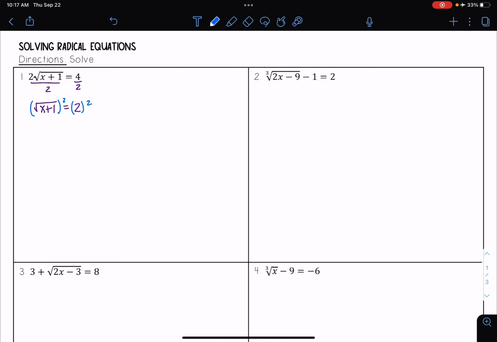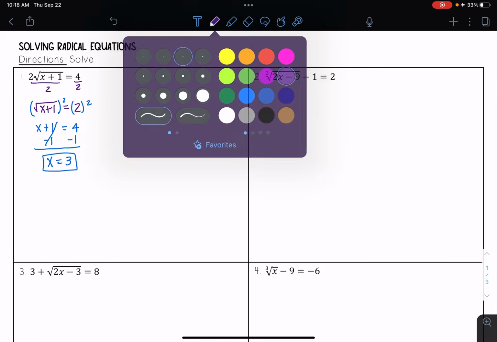When I do that, I have x plus 1 on the left-hand side, because that square cancels with the square root. And then 2 squared, I get 4. Now I just solve this equation. To isolate x, I just subtract 1 from both sides, and I get that x is equal to 3. Okay, let's look at another example.